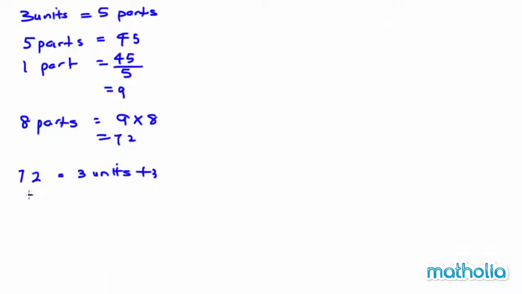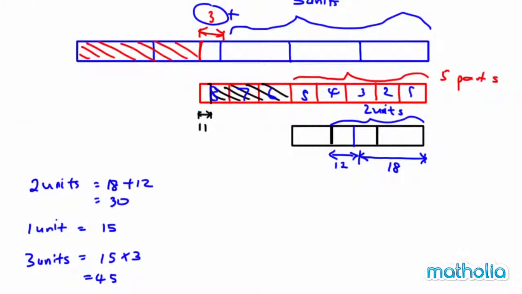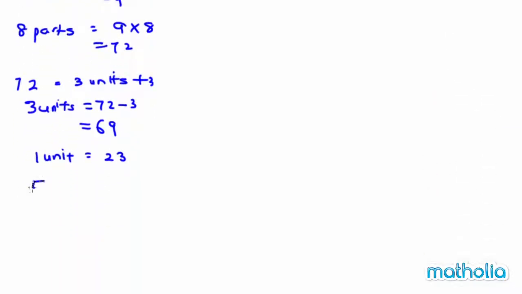So 3 units will be 72 minus 3, which is 69. I can find 1 unit, which is 69 divided by 3. I have 23. Alright, so 1 unit is 23. How many units does Tommy have at first? You can see carefully there are 5 units there. So 5 units will be 23 multiplied by 5. Alright, and you have 115.